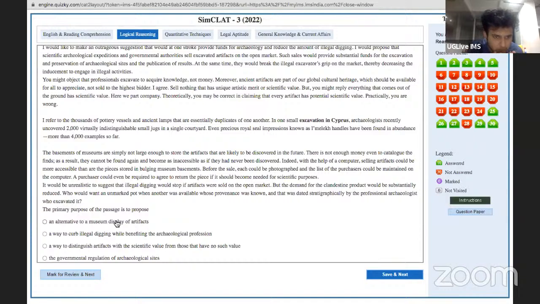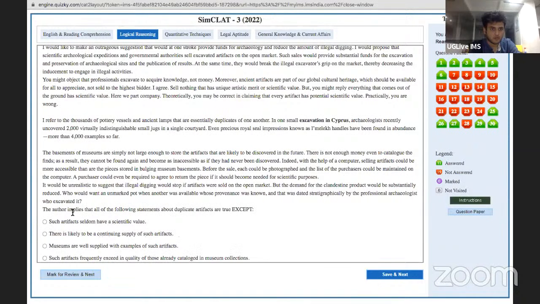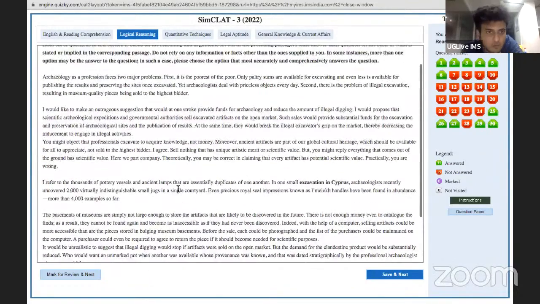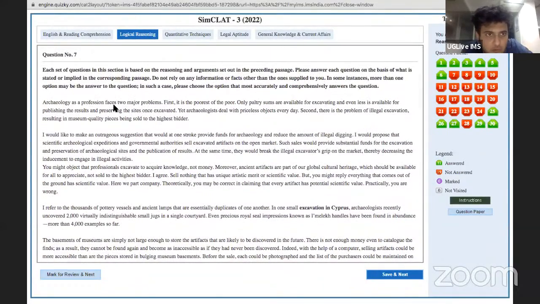You can distinguish artifacts with scientific value from those who have no such value. The governmental regulation, I think it should be. The author implies that all of the following statements about duplicate artifacts are true except. Duplicate artifacts. Illegal excavation.